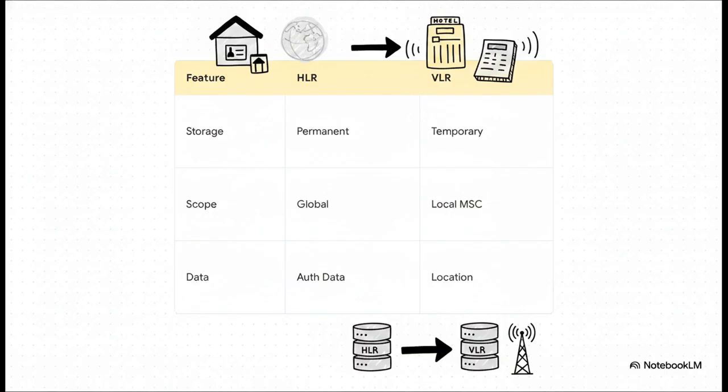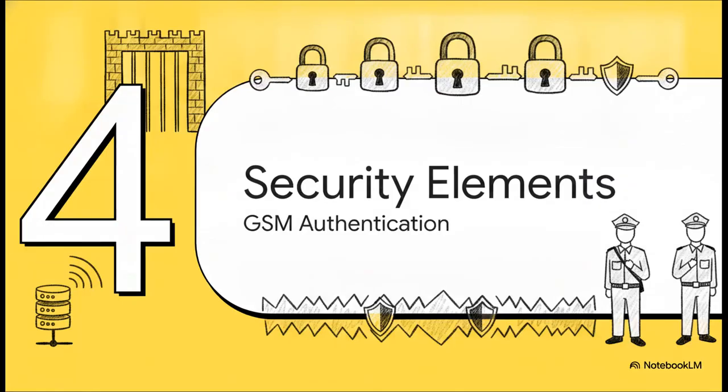The VLR, on the other hand, the Visitor Location Register, is more like your temporary hotel guest registry. There's one integrated into every MSC service area. As you travel around, the VLR downloads a temporary copy of your profile. That way, the local MSC doesn't have to constantly ping the global HLR halfway across the country for every single thing you do.